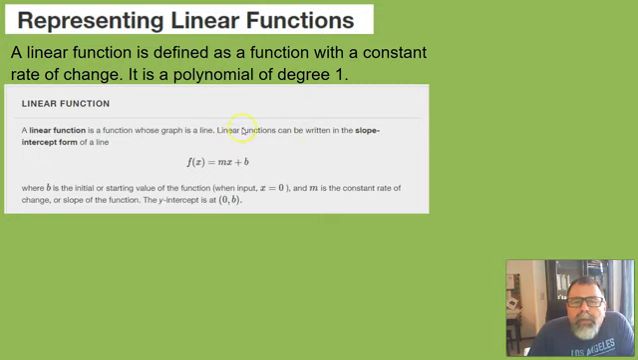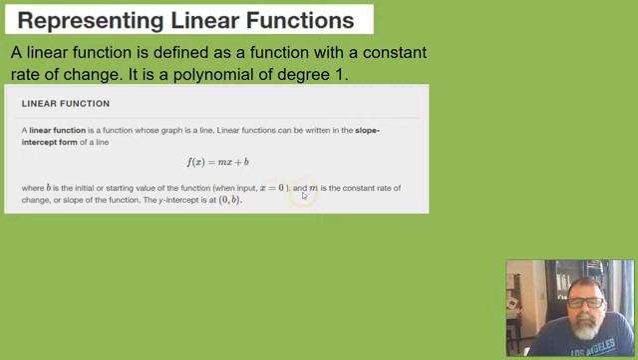Linear functions can be written in the slope-intercept form of a line. And remember, the f of x is y. So f of x, or y, equals mx plus b. This is called the slope-intercept form, where b is the initial or starting value of the function. Or if we're thinking of the graph, it is the y-intercept (0, b). Okay? So b is the initial starting value of the function when the input x is equal to 0. So if x is 0, y is going to be b.